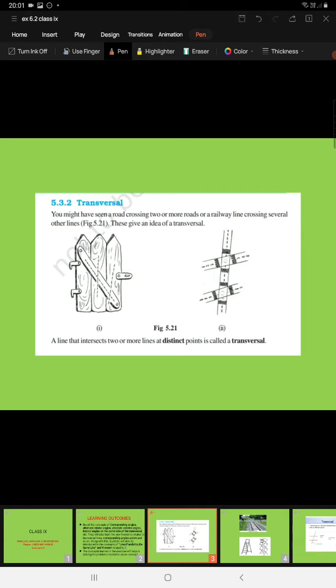And let us start our topic. First of all, we should know what a transversal is. This is not a new word to you. You might have seen road crossings, two or more roads or a railway line crossing several other lines. This gives an idea of the transversal. So when a line intersects two or more lines at distinct points, then that line is called a transversal.